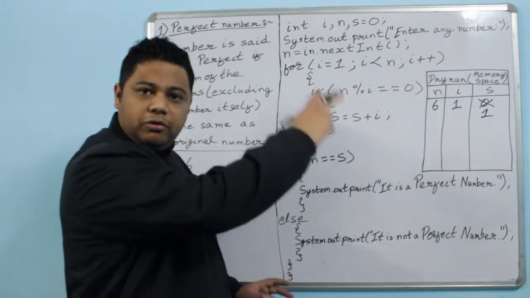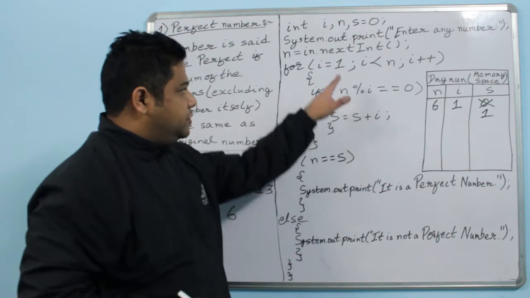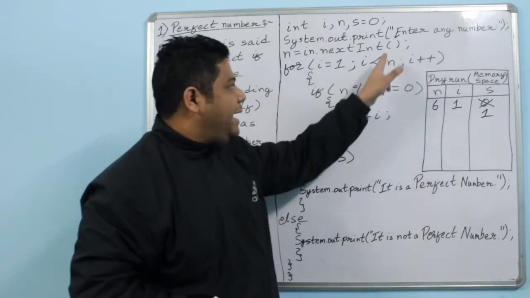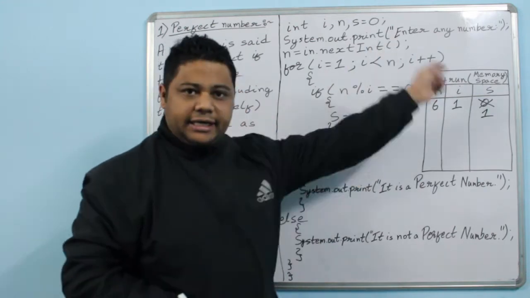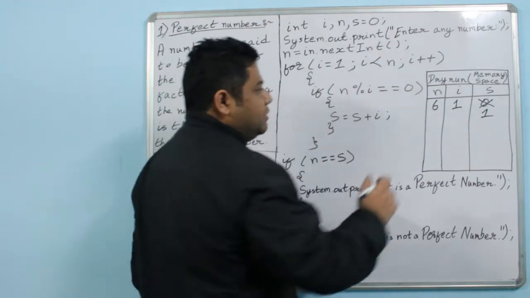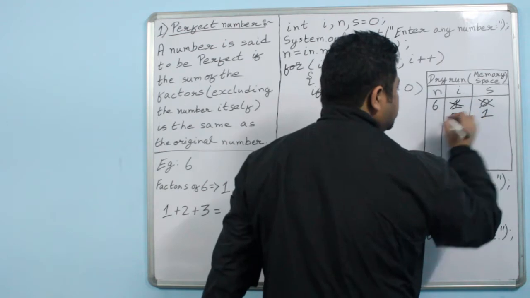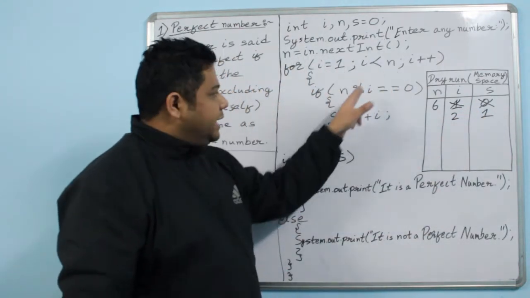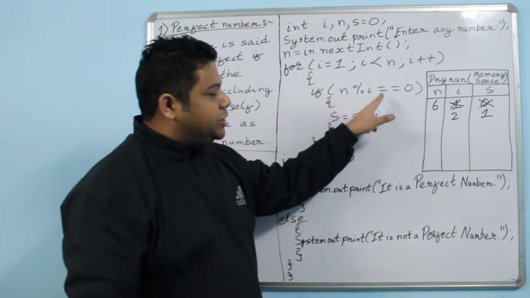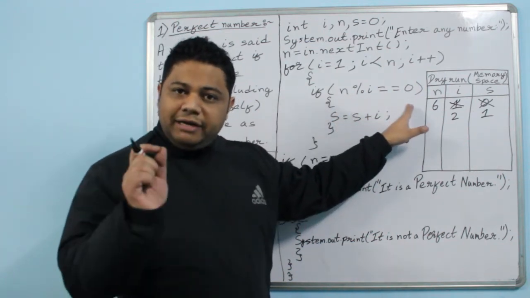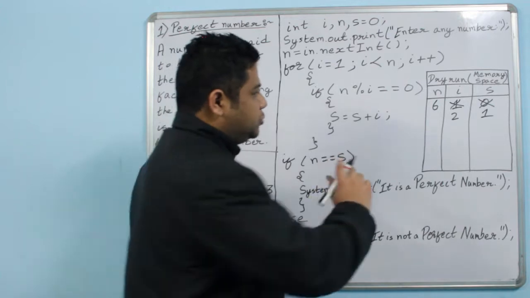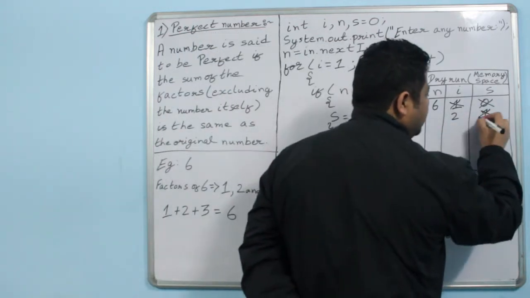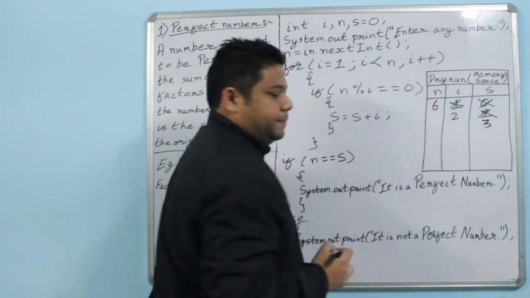I hope you know how the for loop works. First initialization, then condition, then it goes to incrementation, again back to condition, and this way it creates a loop. So the value of i will increment now and become 2. When the value of i is 2, the condition is again true, and it comes over here: 6 modulus 2 equals to 0. When you divide 6 by 2, the remainder is 0. So s equals to s plus i. s is 1, 1 plus 2, the new value of s becomes 3.